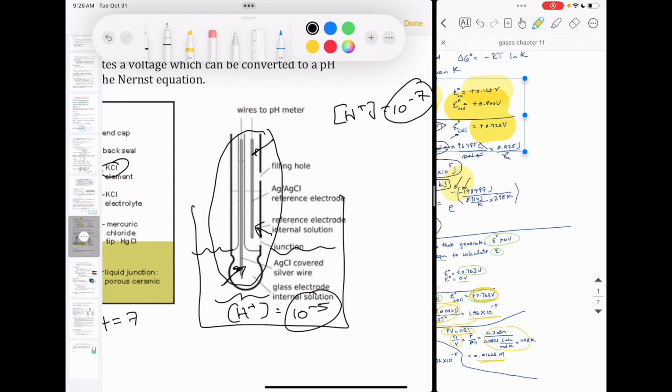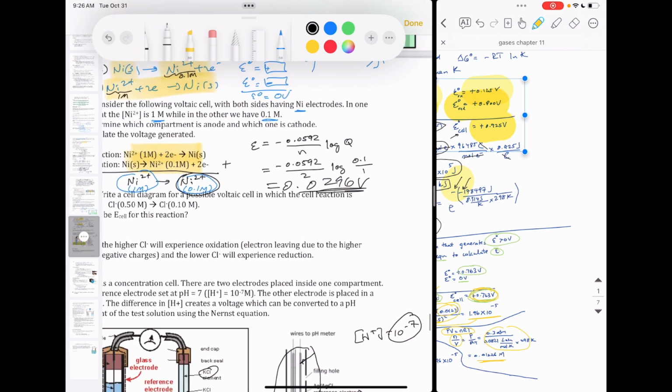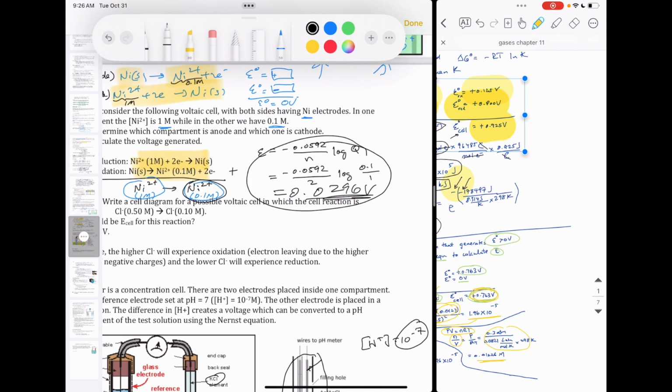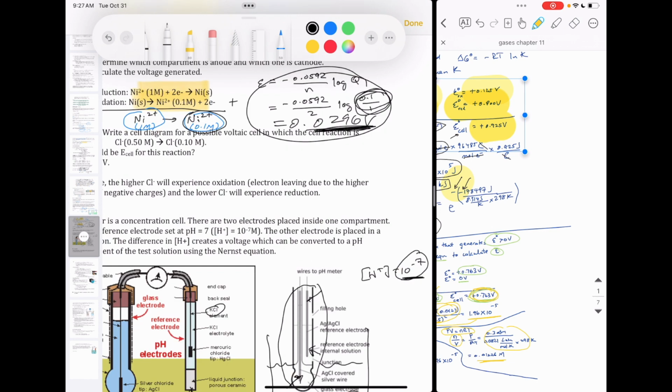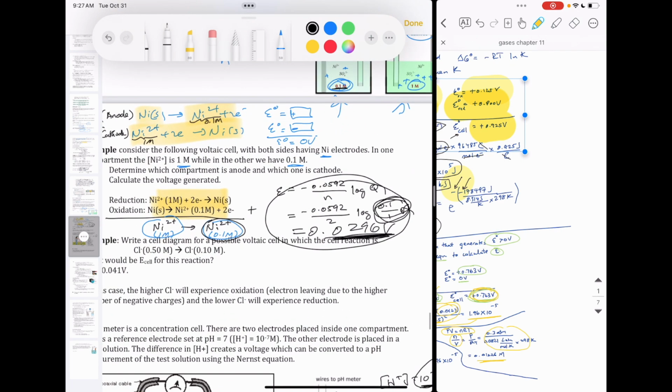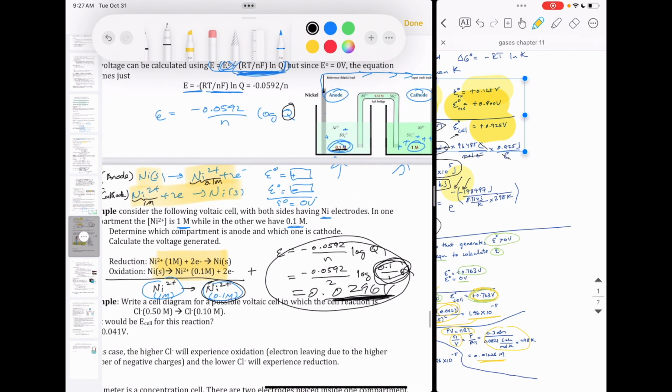Because there's a difference in these two values of H+ concentration, that would generate a voltage. That voltage is calculated the exact same way as we just calculated it for the nickel concentration cell. The voltage relates to the ratio of these two concentrations. So if I know one of them is 10 to the minus 7, I can immediately calculate the missing one. Hopefully you see how the application of a concentration cell in the pH meter is pretty straightforward, because we just did the same type of calculation with nickel.